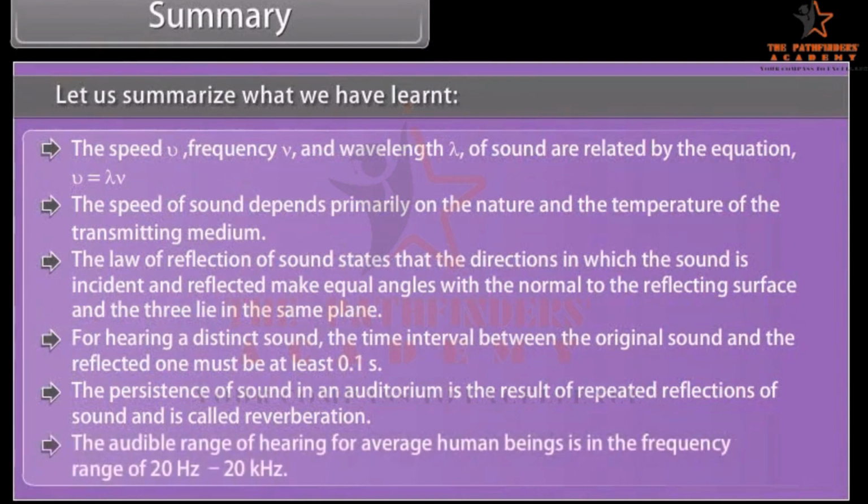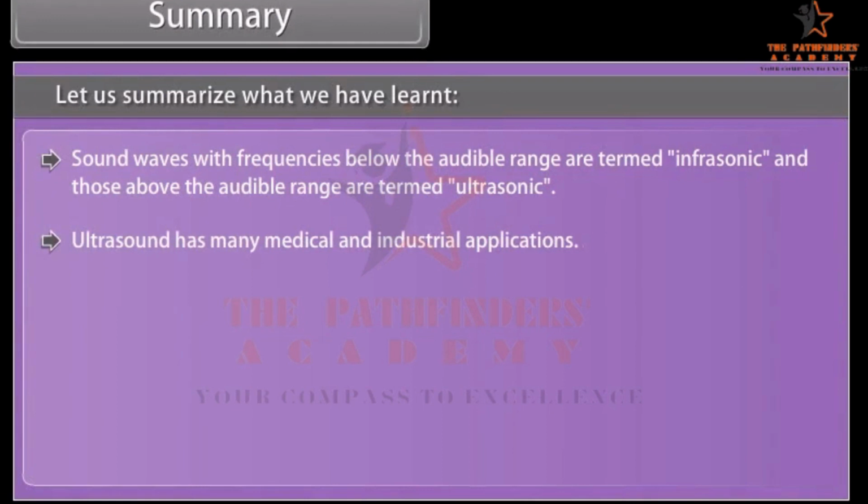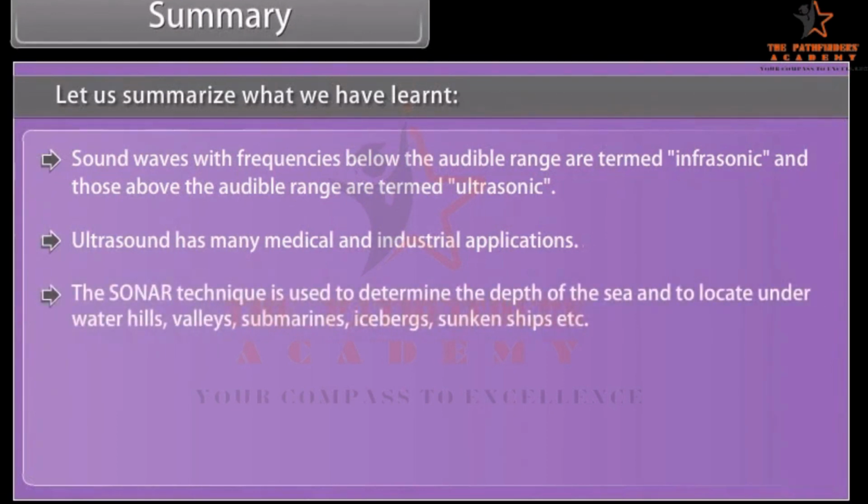The audible range of hearing for average human beings is in the frequency range of 20 Hz to 20 kHz. Sound waves with frequencies below the audible range are called infrasonic, and those above the audible range are termed ultrasonic. Ultrasound has many medical and industrial applications. The sonar technique is used to determine the depth of the sea and to locate underwater hills, valleys, submarines, icebergs, sunken ships, etc.